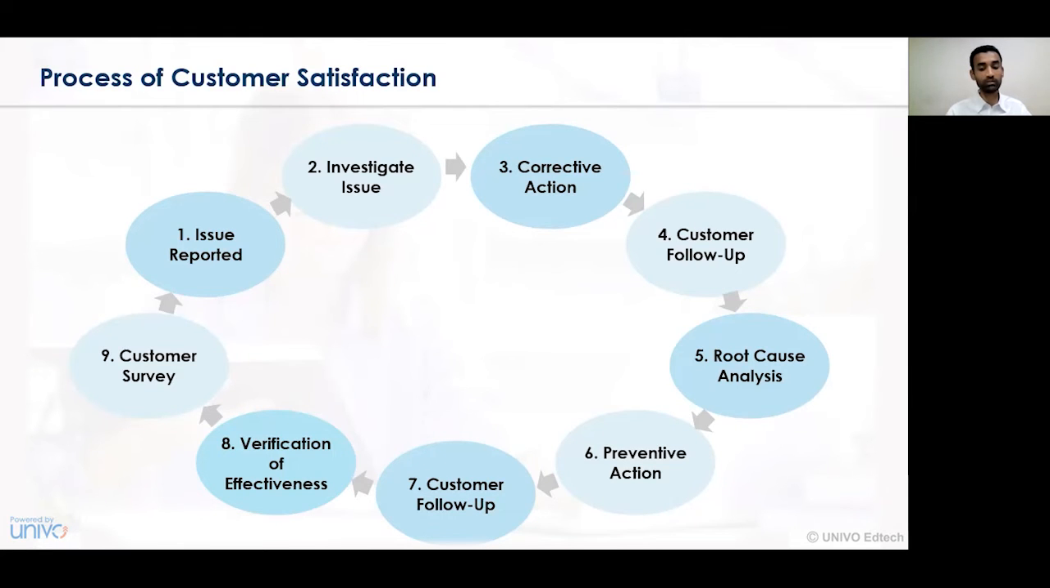We need to follow up with the customer about whether the corrective actions we have undertaken are beneficial and useful to the business organization and to the consumers, and how the service delivery has been improved. The fifth consideration of the process of customer satisfaction is root cause analysis. On the basis of root cause analysis, one needs to identify whether we have found the root cause, whether the problem has been solved or not, and so on.